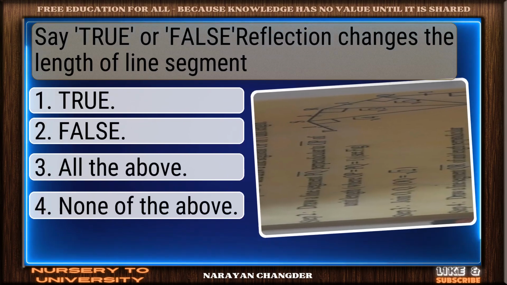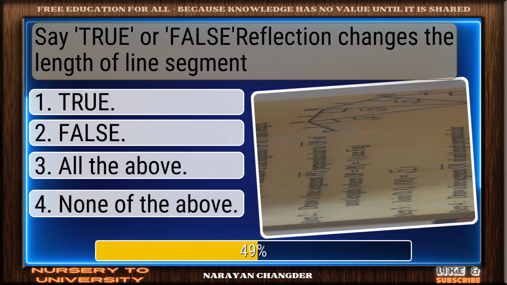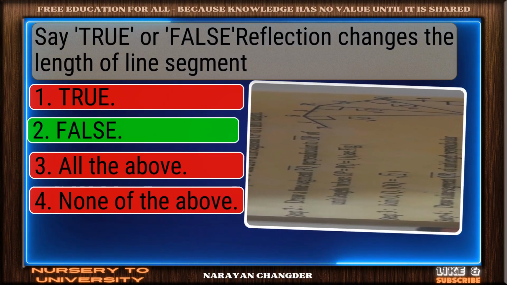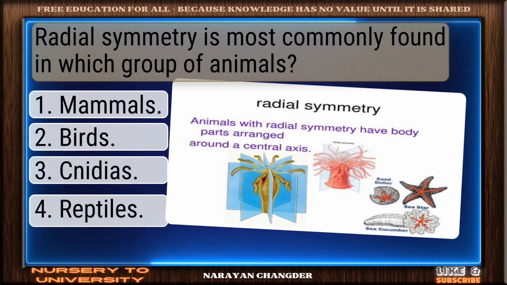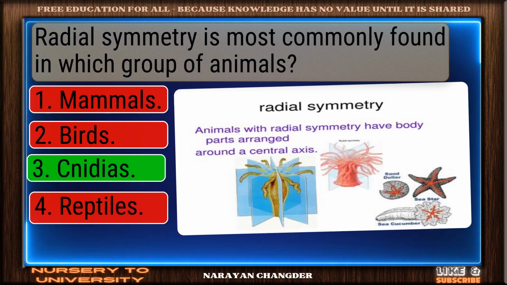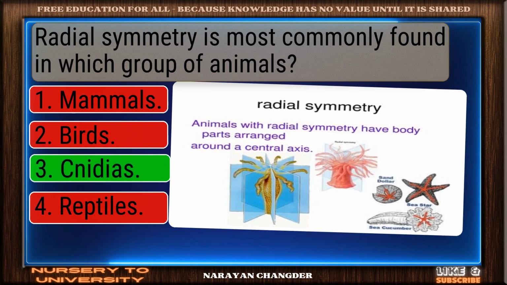Say true or false, reflection changes the length of a line segment. Valid point. False is true. Radial symmetry is most commonly found in which group of animals? Correct response. Cnidaria is the most accurate answer.